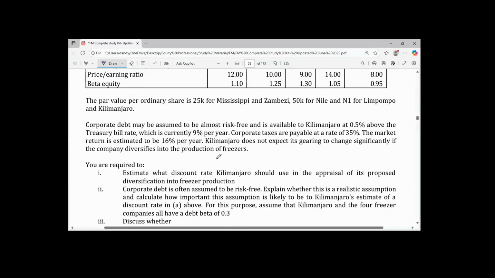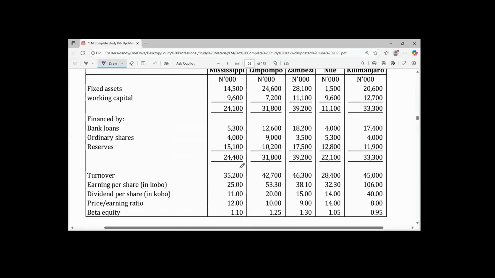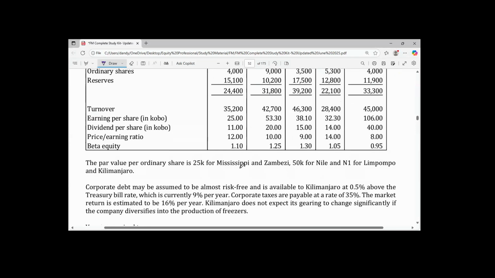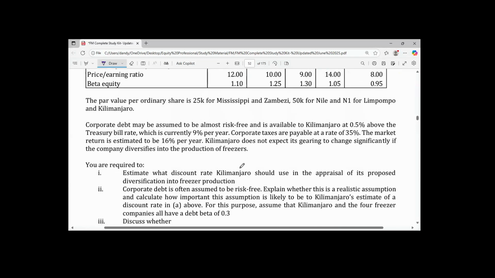Okay, then leave the power table. Move to the next one. Okay, sir. The power value per ordinary share is 25 kobo for Mississippi and Zimbabwe, 50 kobo for Nile, and again. I didn't hear you. Let me use my network. Okay, sir. Samuel, take it from the power value. Take it from there.